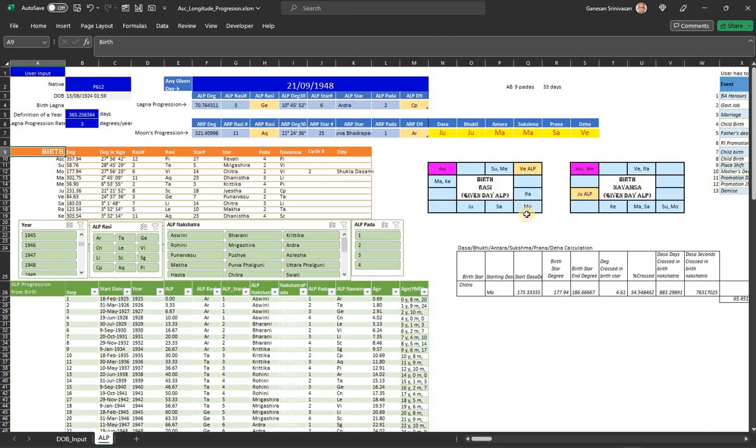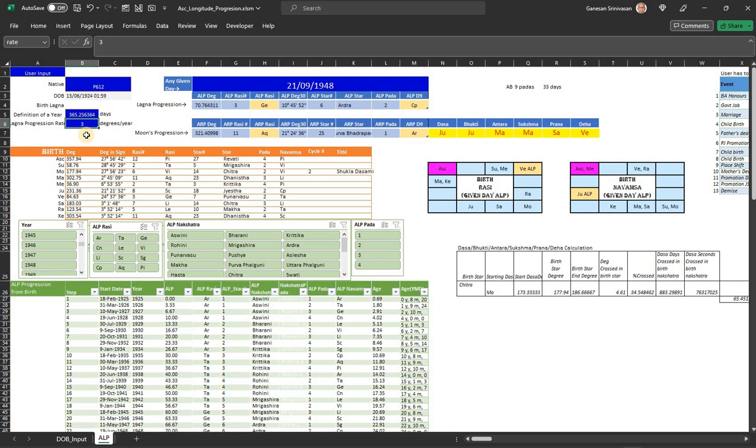So the idea is, at the time of birth, the Lagna would be at a particular degree, and that degree is progressed as years progress for the person. So essentially we keep all the other elements as such, and we basically progress the Lagna one after the other. It starts with the birth Lagna and it keeps moving around the zodiac, but at what rate?